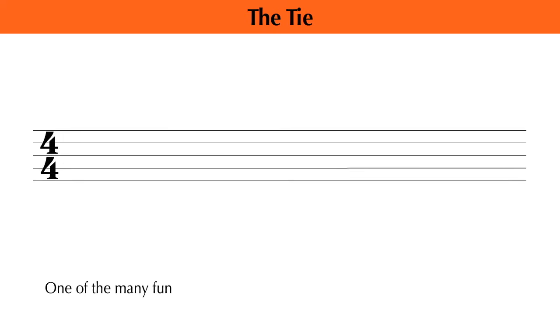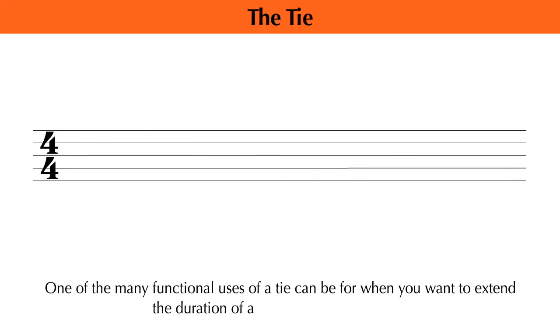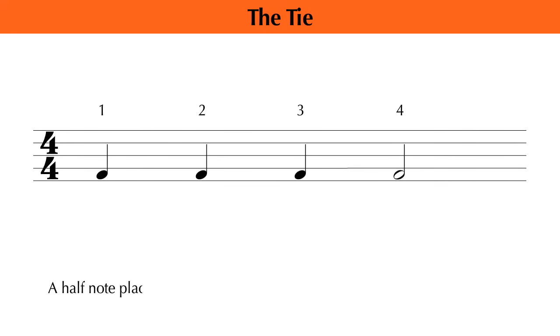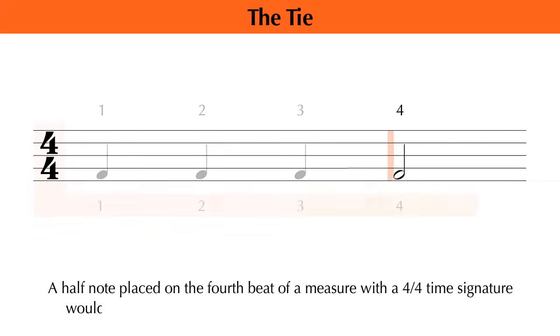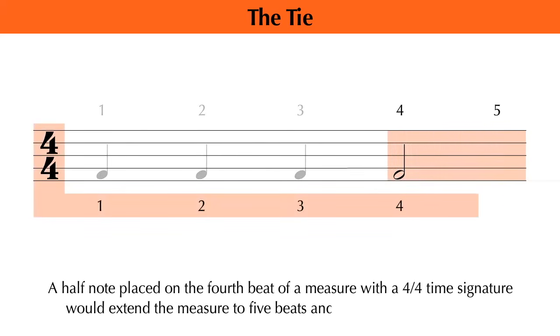One of the many functional uses of a tie can be for when you want to extend the duration of a note past a measure line. For example, a half note placed on the fourth beat of a measure with a 4/4 time signature would extend the measure to 5 beats and would therefore not work.